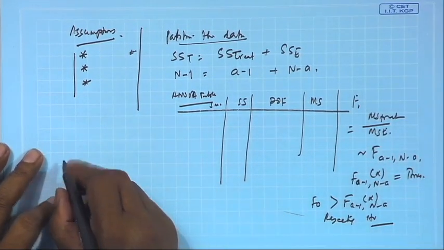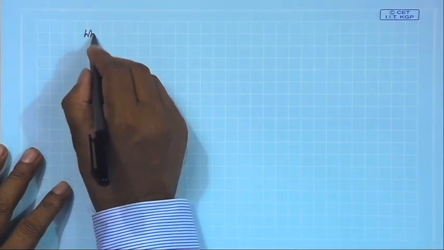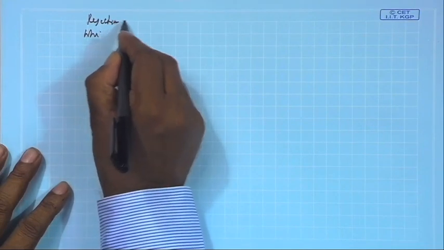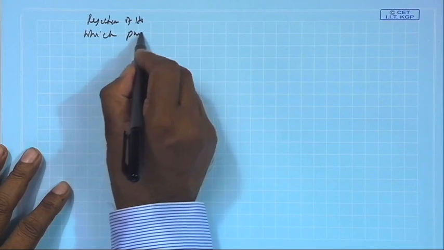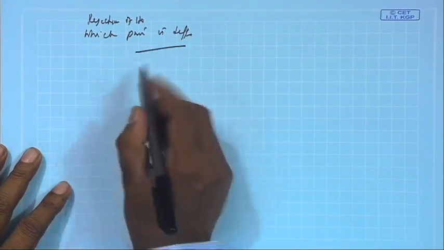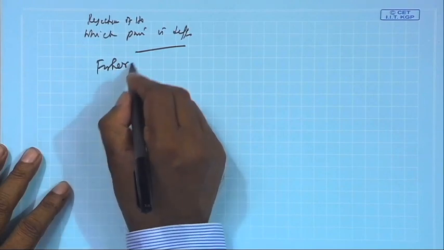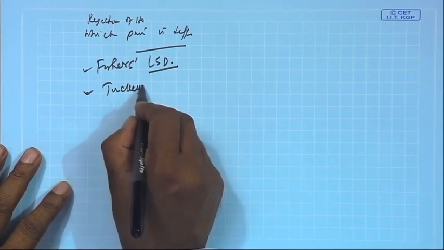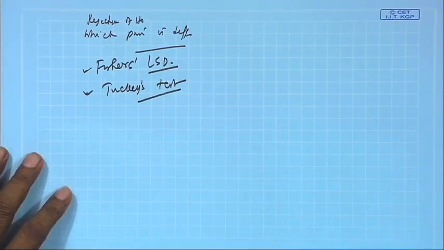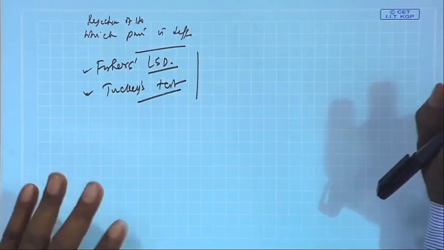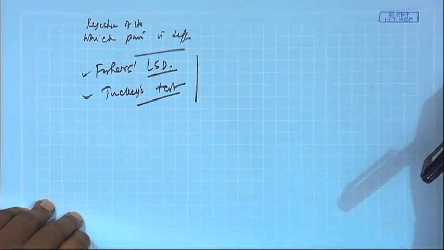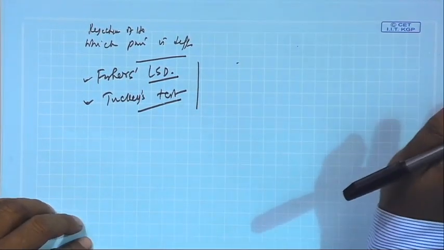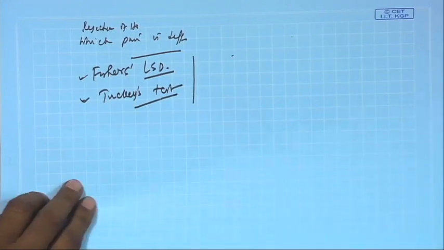Once you reject H0, pairwise comparison is important. Once you reject H0, you are interested to know which pair is different. For that, we used Fisher LSD, the least significant difference, and we have used Tukey's test also. In addition, for testing the assumptions, there are residual plots and so on. So, this is in a nutshell the one way ANOVA.